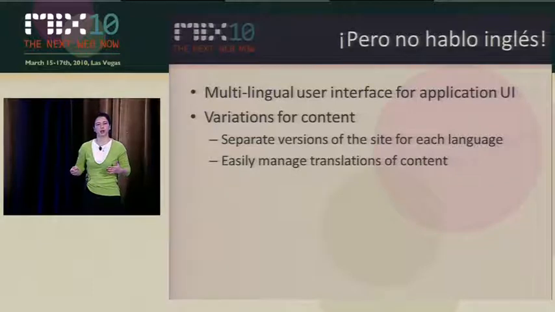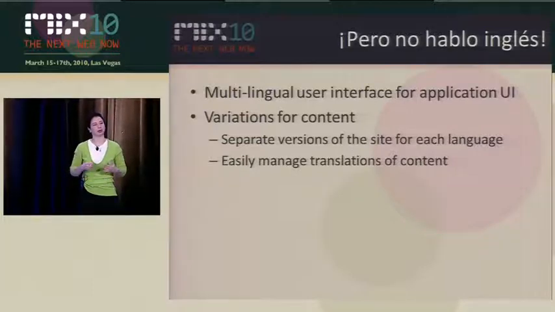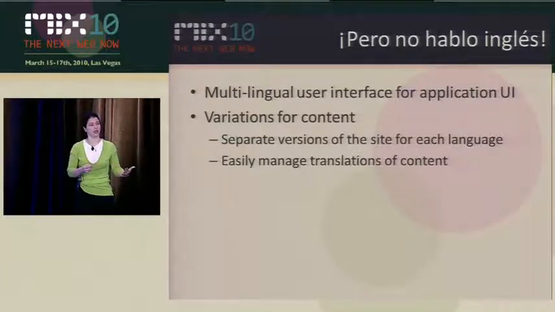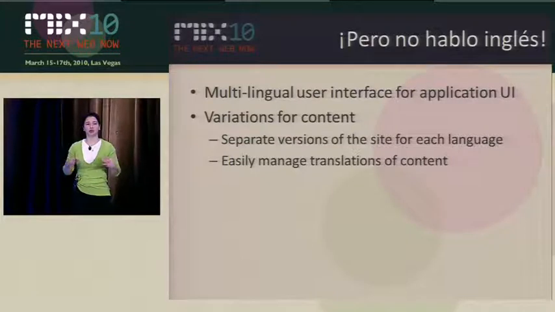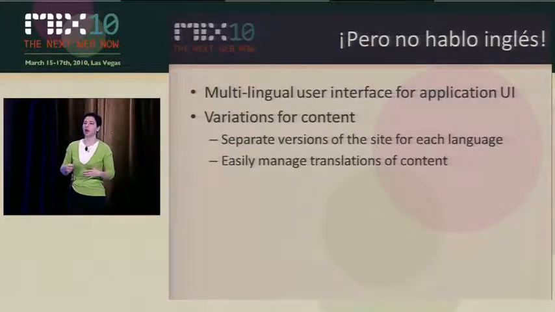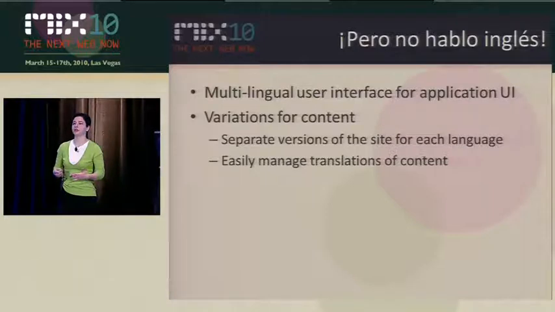And then we also have this concept of variations for the content that you've created. And variations are a way to really quickly and easily create separate versions of the site for different languages, and then easily manage them from one central location. So you can really fine-tune the experience for each language that you want to support with your site. Variations are a really powerful feature for doing that.